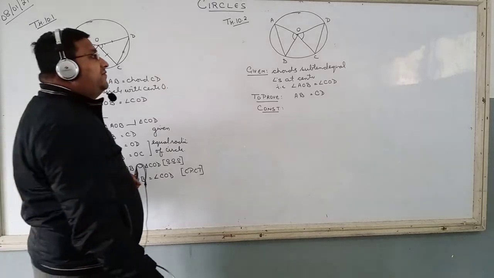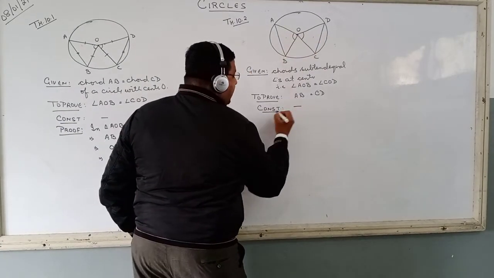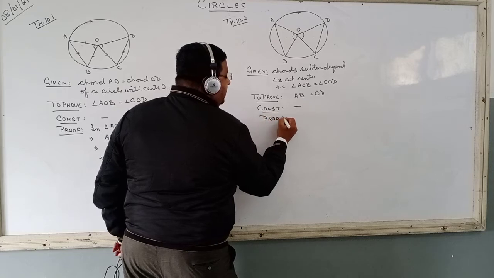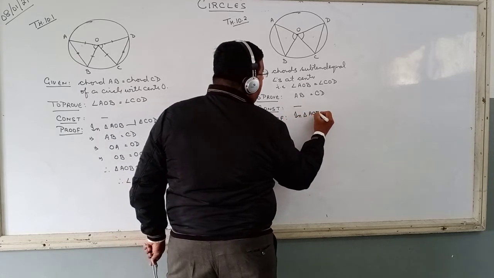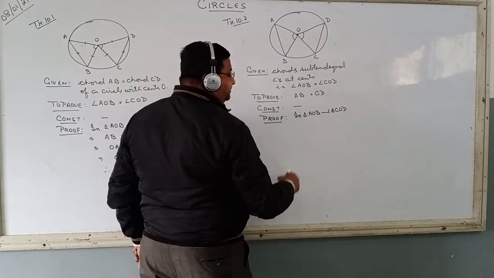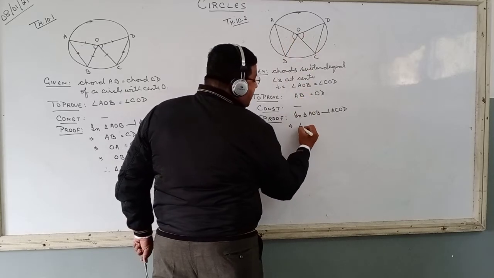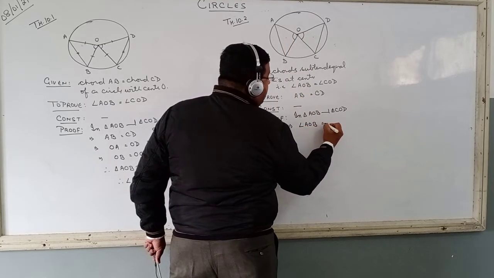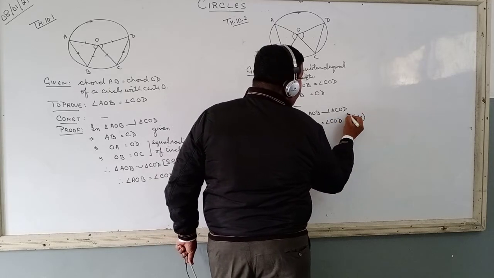Correct? Similarly, when we come down over here, we need to prove these two triangles congruent, nothing else. Proof. Write down whatever is given to you. In triangle AOB and triangle COD, is this angle equal to this angle? Given to us, angle AOB equals angle COD, that is given to us.